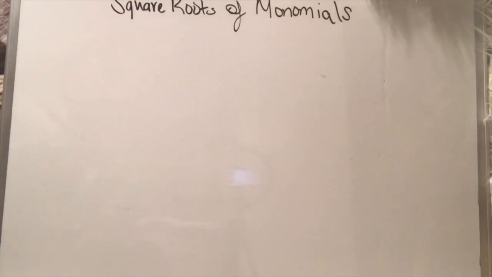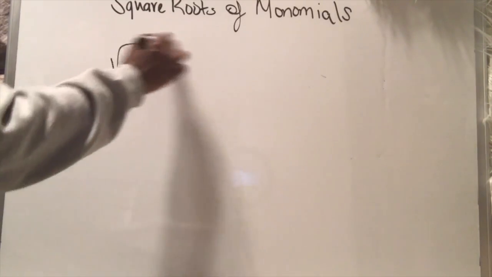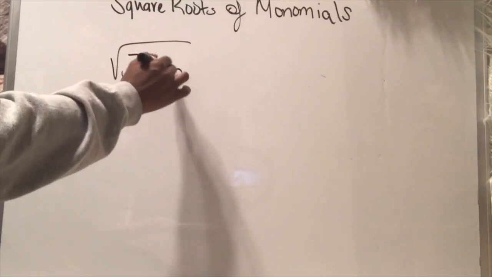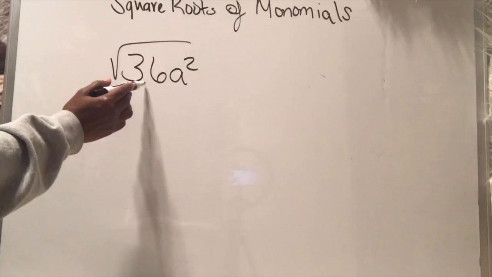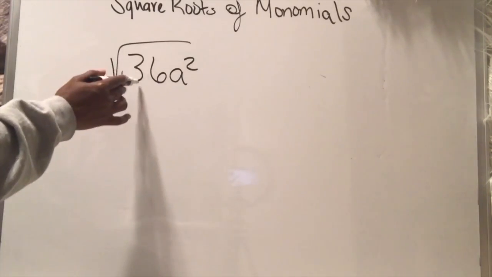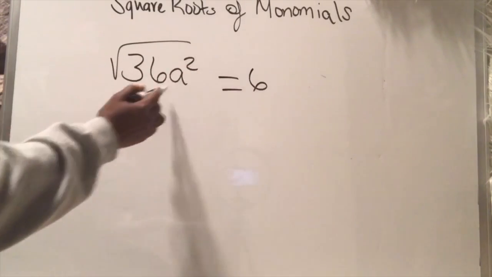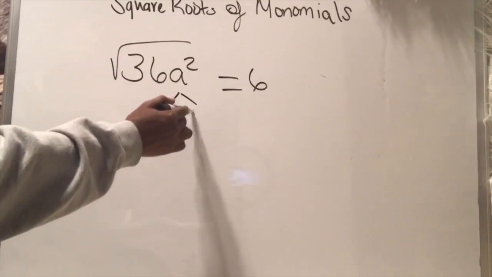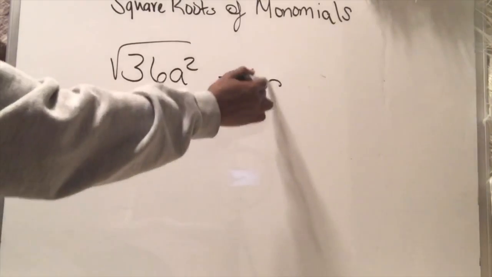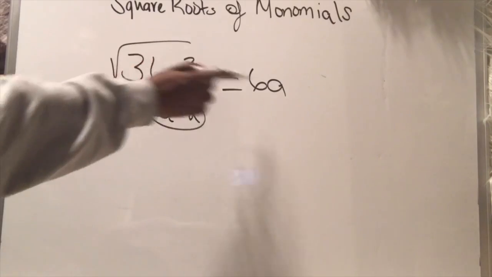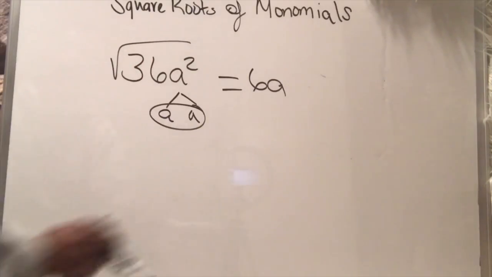So now if we throw in numbers and letters, let's say we had the square root of 36A squared. We know this is a perfect square, so the square root of 36 is 6. And we know that's A times A, that's 1 pair. So the square root of 36A squared is 6A.